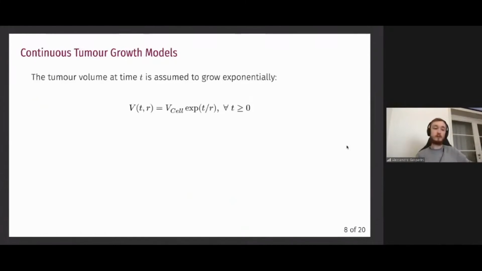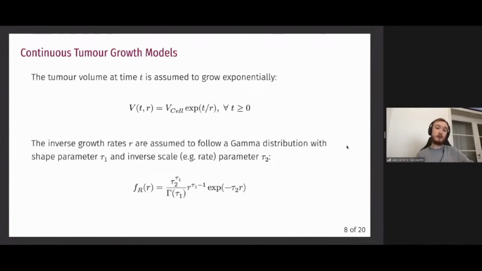So first we need to define a model for tumor growth, a continuous model for tumor growth. Here we assume that the volume of the tumor at time t grows exponentially from the volume of a single cell, that is V cell. We also assume that the inverse growth rates R follow a gamma distribution with shape parameter tau1 and rate parameter tau2. And this is to allow and also take into account the heterogeneity between tumors when it comes to the growth rate, in the sense that we cannot assume a single growth rate for all the individuals as we've seen before. Each person can actually have a tumor that grows at its own rate.